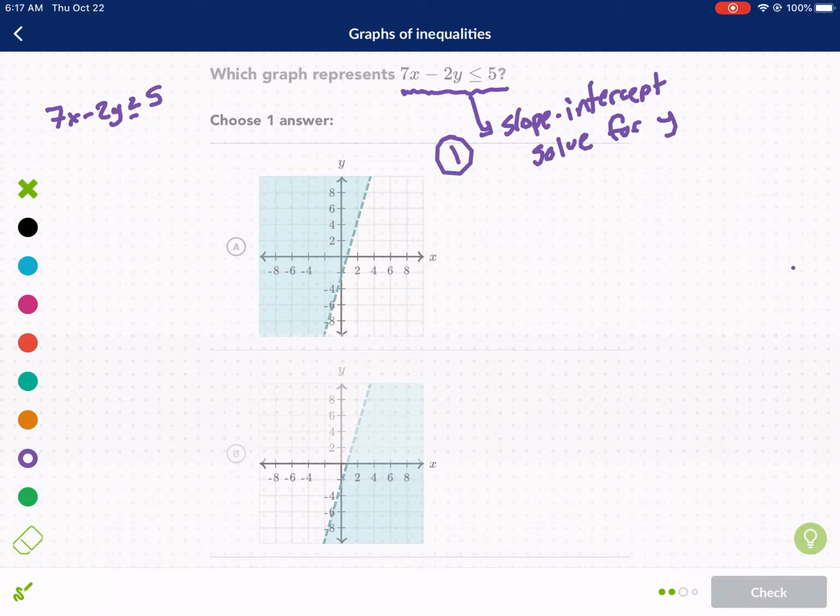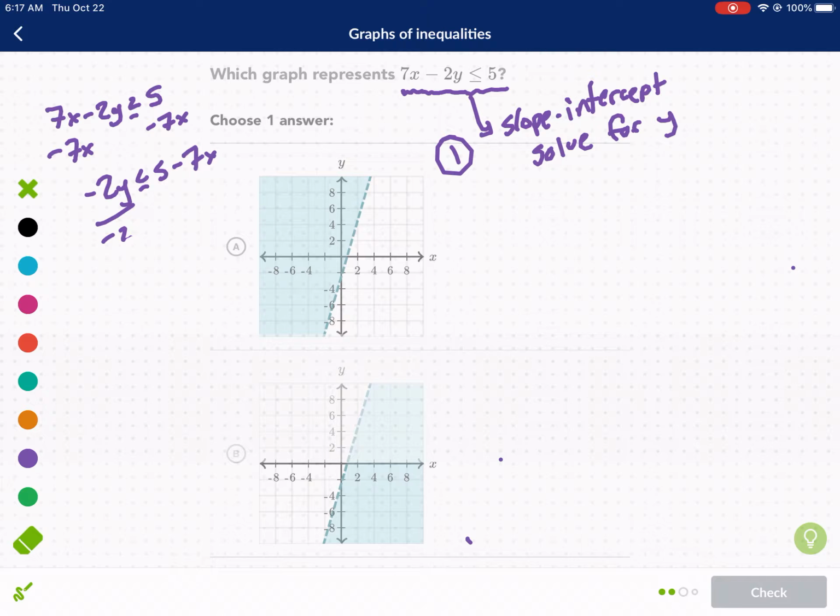I'm trying to get the y by itself. A couple different ways you can do this. Just remember, if you divide or multiply with an inequality, you have to flip the sign. So I'm going to go ahead and show it this way. You could also add 2y to both sides, but I'm going to show subtracting 7x from both sides. So we get negative 2y is less than or equal to 5 minus 7x. Now I need to get the y alone, so I got to divide by negative 2.